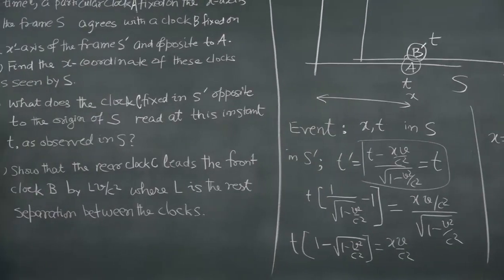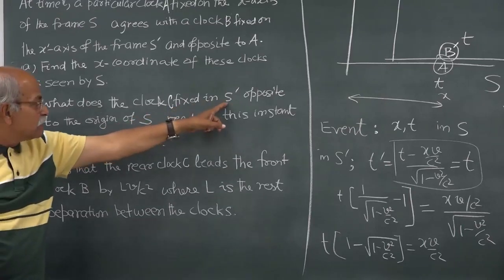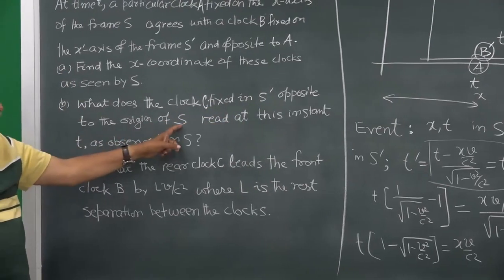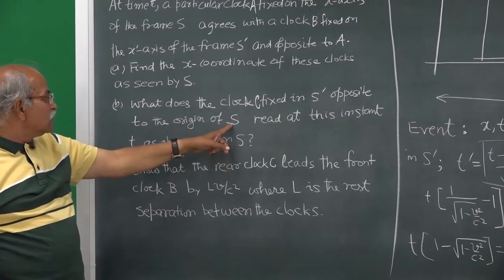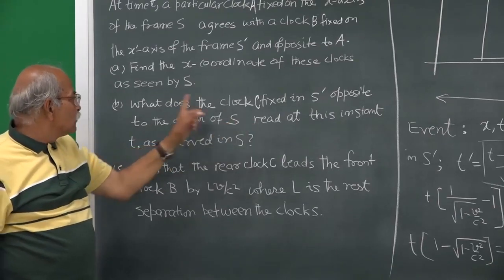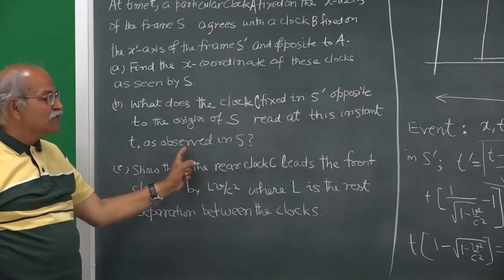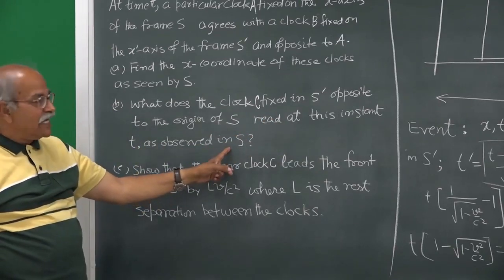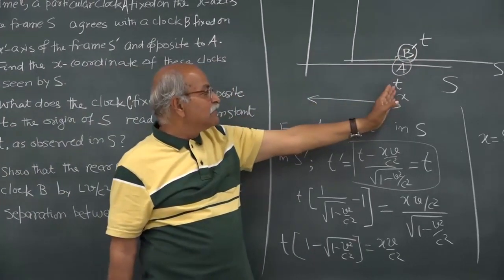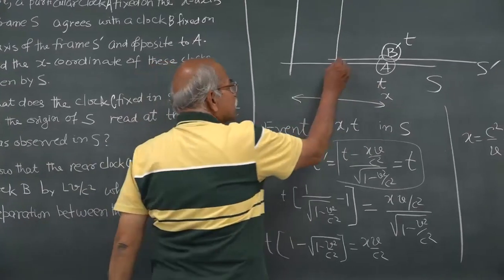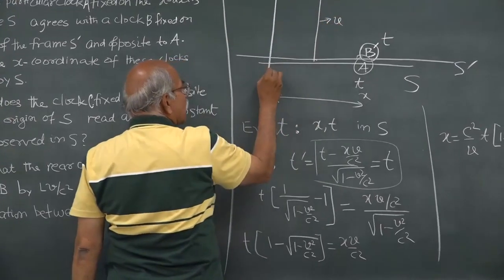Now, the second part is, what does the clock C fixed in S prime opposite to the origin of S read at this instant t as observed in S? So, in S frame at time t these two clocks are agreeing. At the same time t there is some clock of S prime which is opposite to the origin.